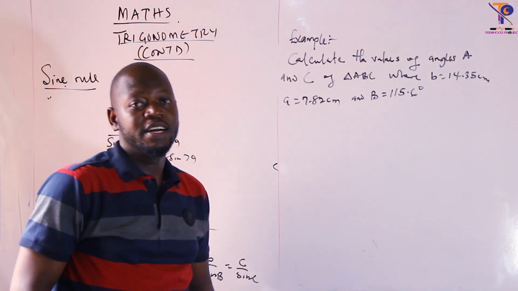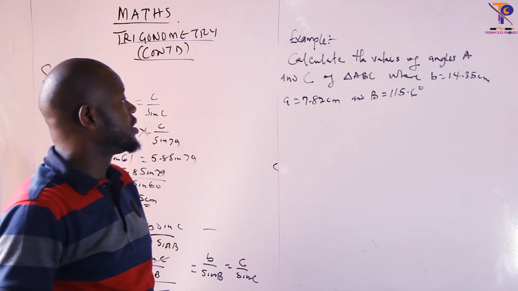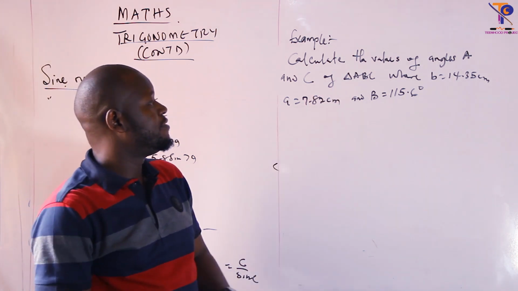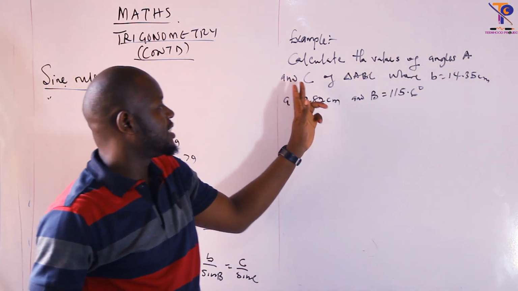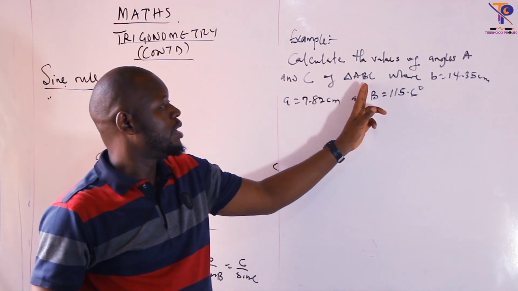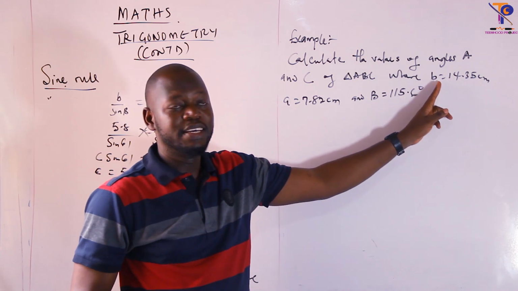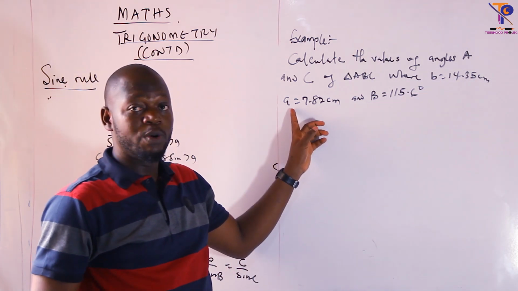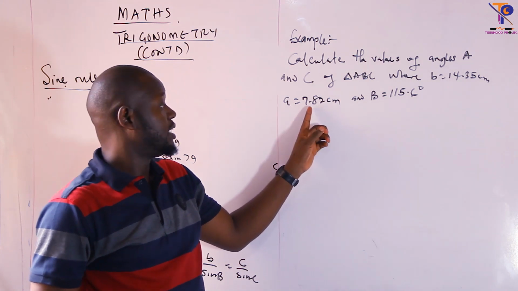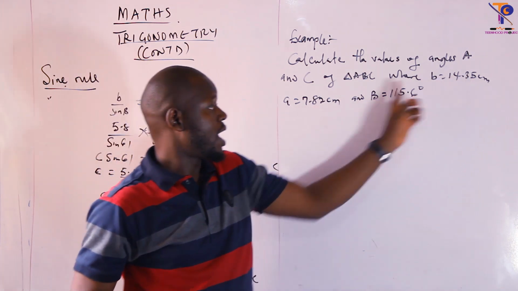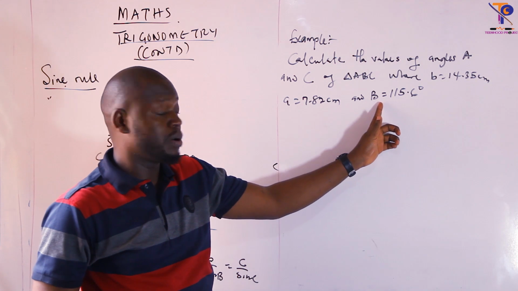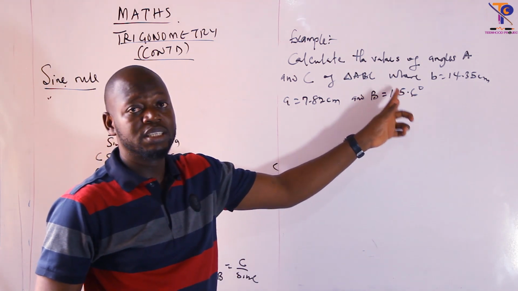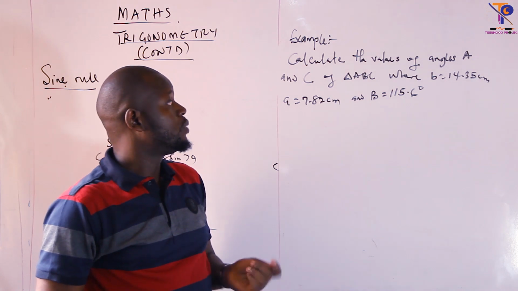Let us check another. Okay, look at this question. Calculate the values of angles A and C of triangle ABC where B is equal to 115.6 degrees, small b is 14.35, and small a, that is the side, is 7.82. These two are the sides, and this is the angle that has been given. So how do we attend to this?